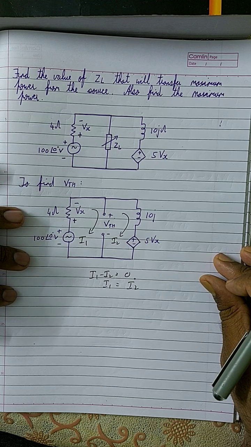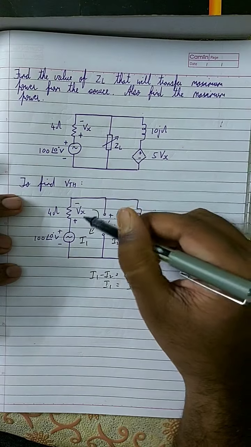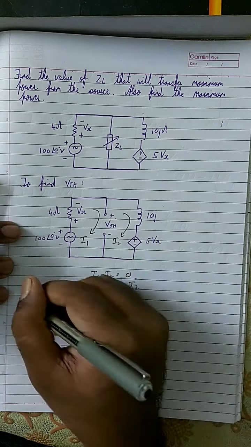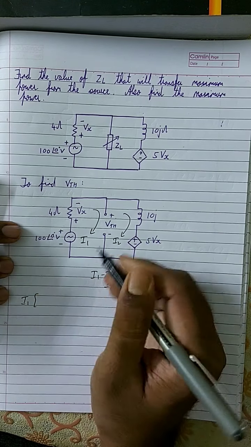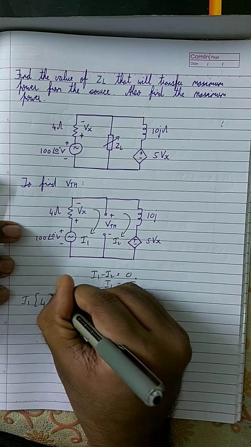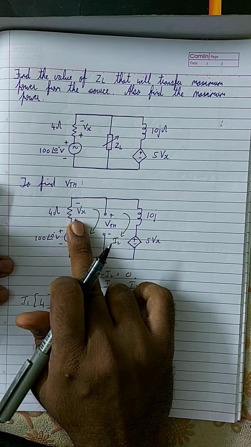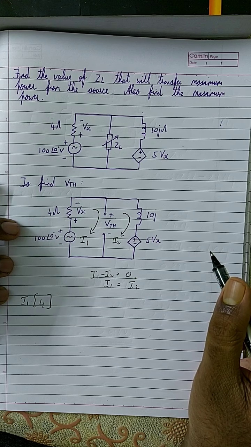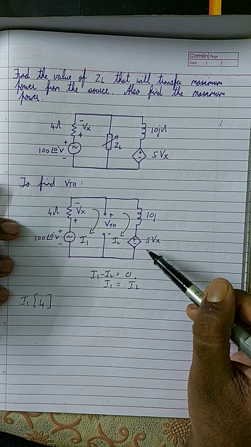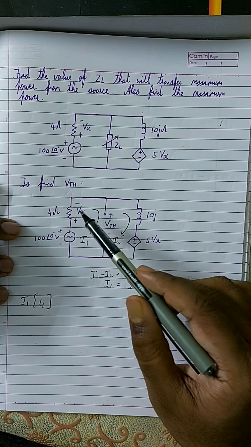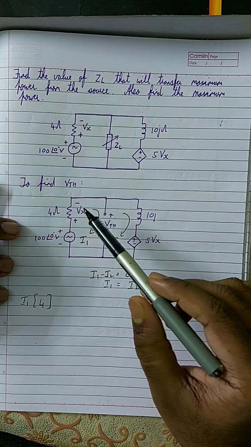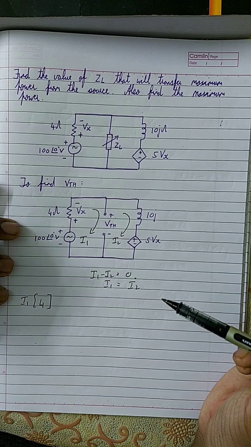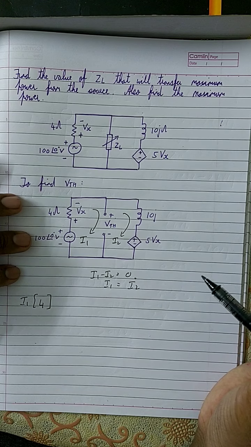So I'm going to apply mesh analysis, and first I will apply the equation over here. Before that, what is the equation for Vx? I forgot to say. Because if you see a dependent source, first you need to write the equation for the dependent variable. Here Vx is the dependent variable, so you should write the equation for Vx.